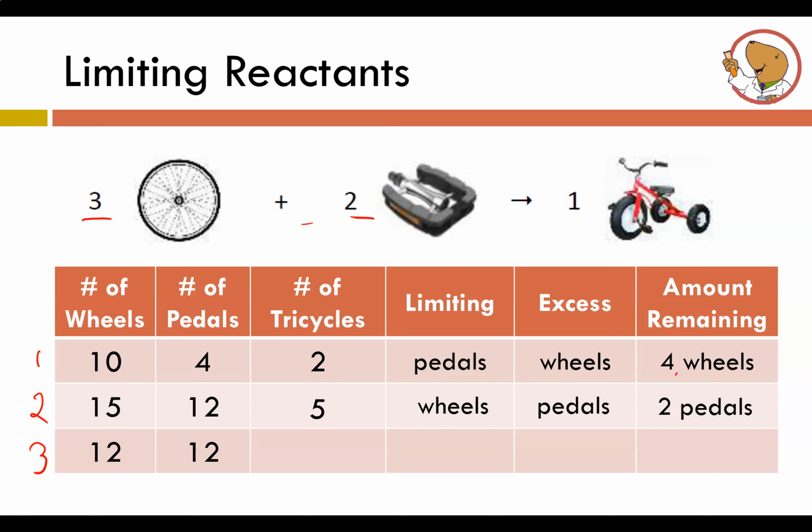So with 12 wheels, I can make 4 tricycles. With 12 pedals, I could make 6 tricycles. So 4 is less than 6, so I can only make 4 tricycles. My wheels are going to be limiting again. My pedals will be left over, and this time I'll have 4 pedals remaining.